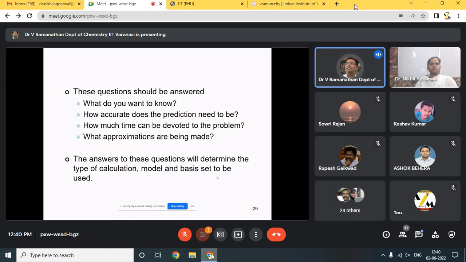So you have at least 24 keywords with basis sets. So in the beginning, you may be confused which one to choose. Basically, you need to answer these questions. What do you want to know? How accurate does the prediction need to be? How much time can be devoted to the problem? What approximations are being made? So one has to keep in mind these 4 questions, and all the answers to these questions will determine which basis set you will use, which level of theory you will use. Okay?